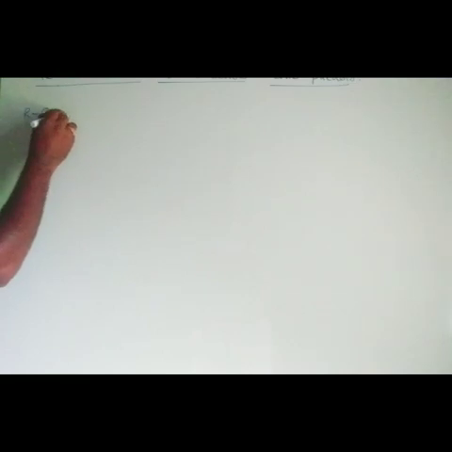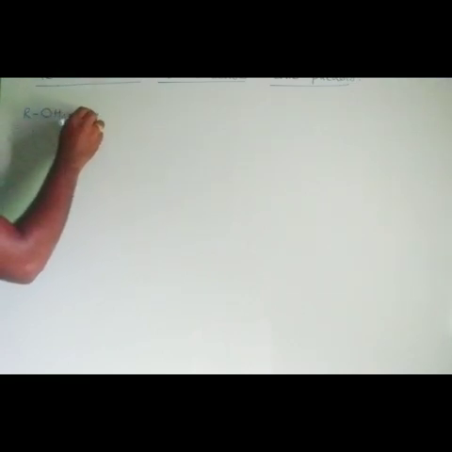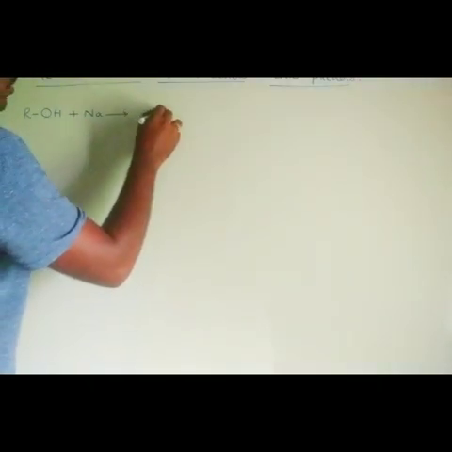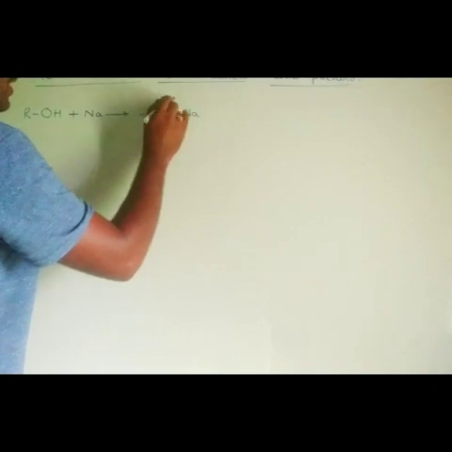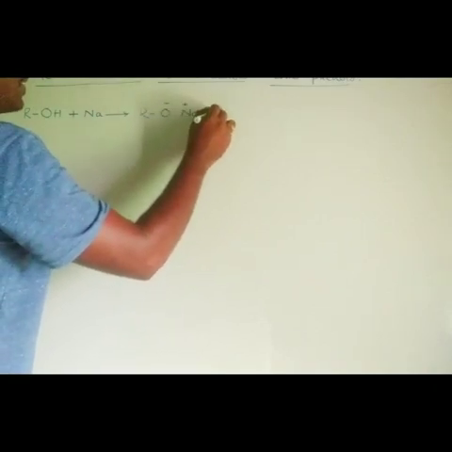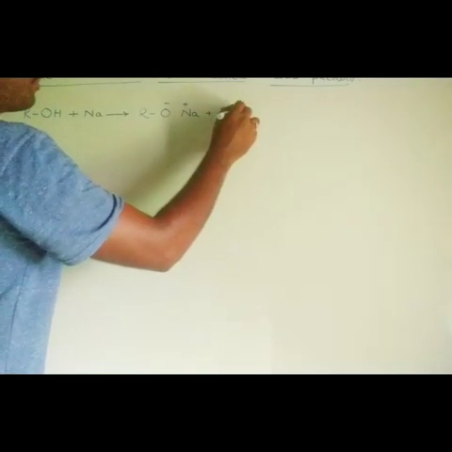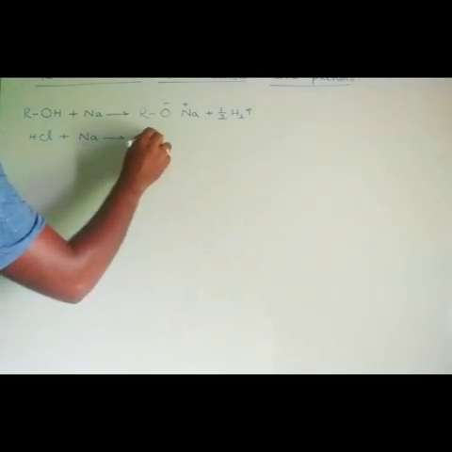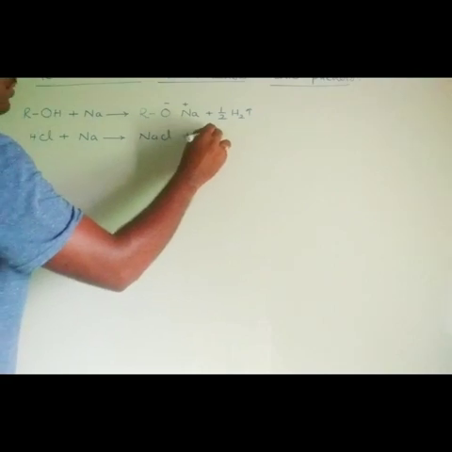Alcohols, ROH, on reaction with sodium metal, a highly electropositive metal, a more reactive element, will give us RONa, that is RO minus Na plus, and liberate half a mole of H2 gas. So the compounds which liberate hydrogen gas on reaction with sodium metal are said to be acidic. It could be compared with HCl. HCl, if it is reacted with sodium metal, will give us NaCl, a salt, plus half a mole of hydrogen gas.